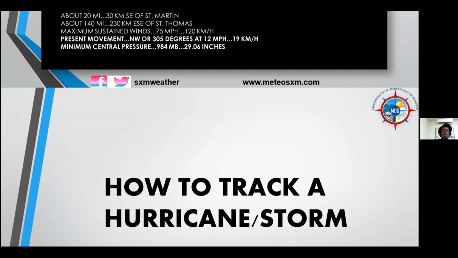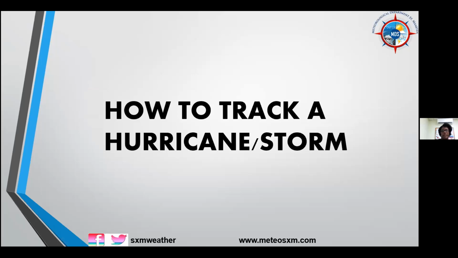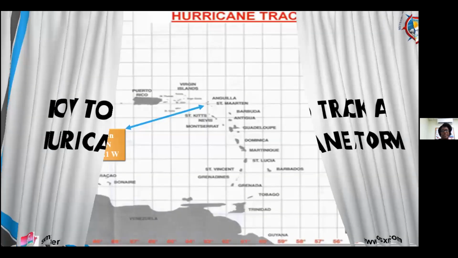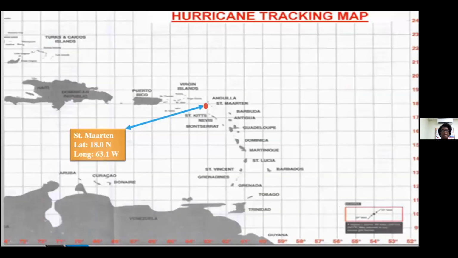Okay, I'm just going through a quick exercise on how to track a hurricane, just to give you an idea. This is St. Martin. St. Martin is located at 18 degrees north, 63.1 west. My point is big just for demonstration, but it would be a very, very small point if you have to use a pencil.